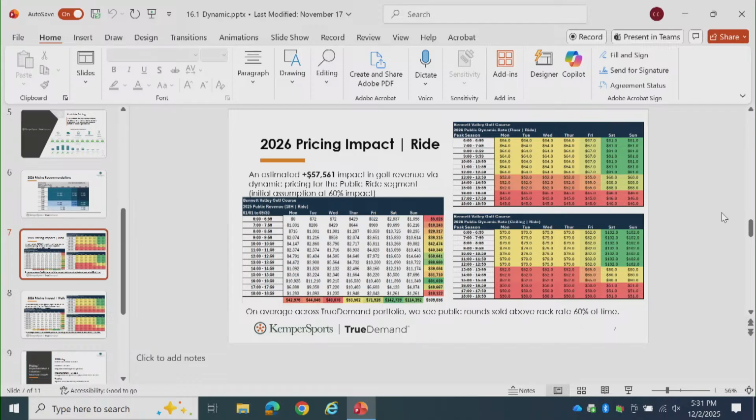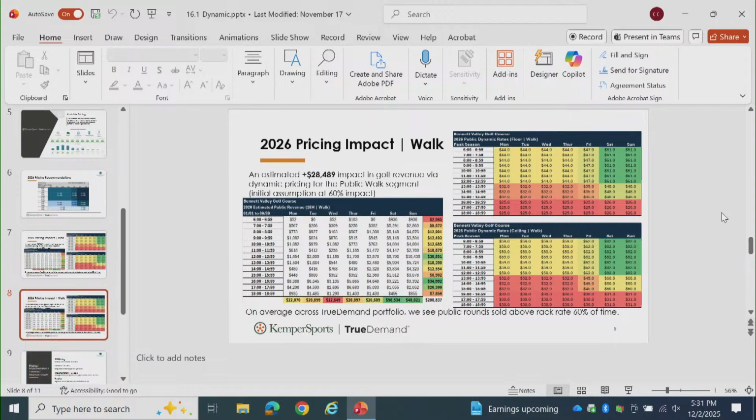Provide kind of the synopsis. This is now getting to, what's the end tagline here? Their evaluation looking at the rounds of play and the cost of play between January and September of 2025, they're plugging this into their model. They believed with 60% of folks paying the higher rate, that you would see about a $57,000 increase in revenue having utilized dynamic pricing during that 8-month period.